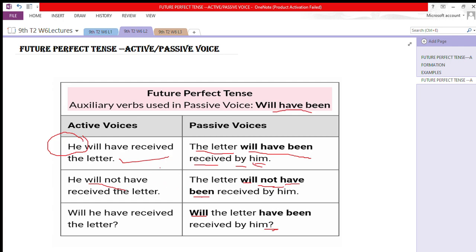And another important point that you have to keep in mind, intransitive verbs cannot be changed into passive voice. Only transitive verbs which have the direct object or indirect object. Okay, now see, the letter is the direct object. Okay, my mom loves me. Now me is indirect object. So if there is an object, whether the direct object or the indirect object, then only you can change the voice. Intransitive verbs cannot be changed into passive voice. So this was all about how to transform sentences from active to passive voice in future perfect tense.